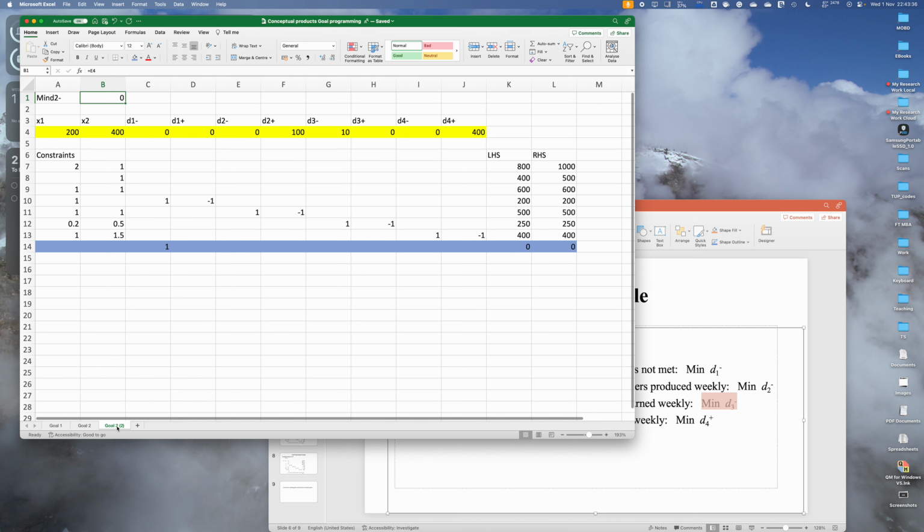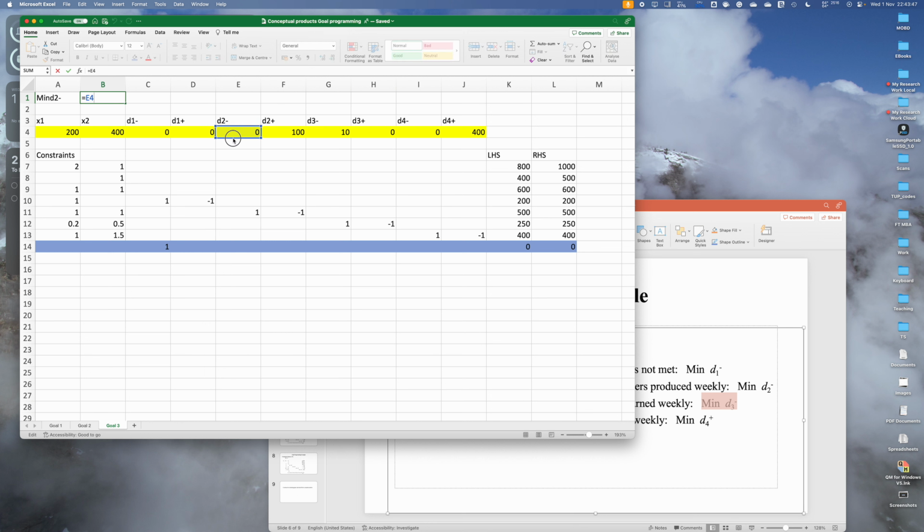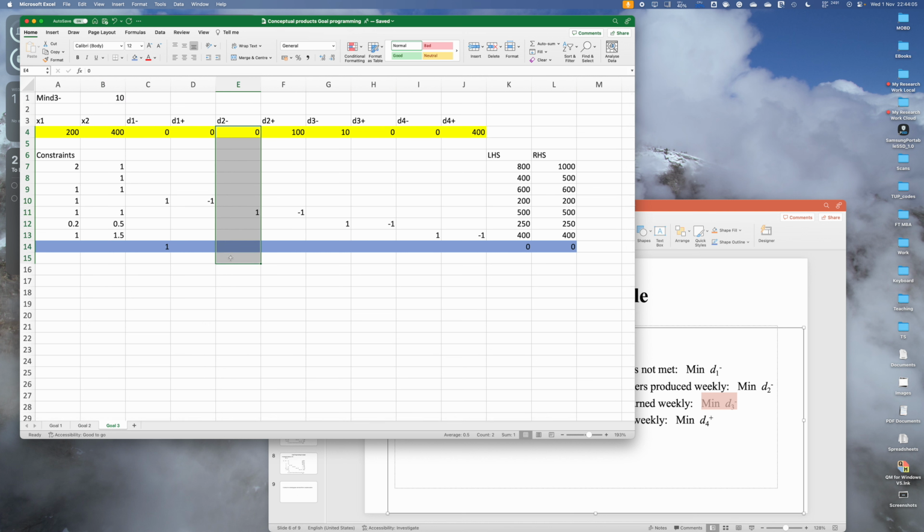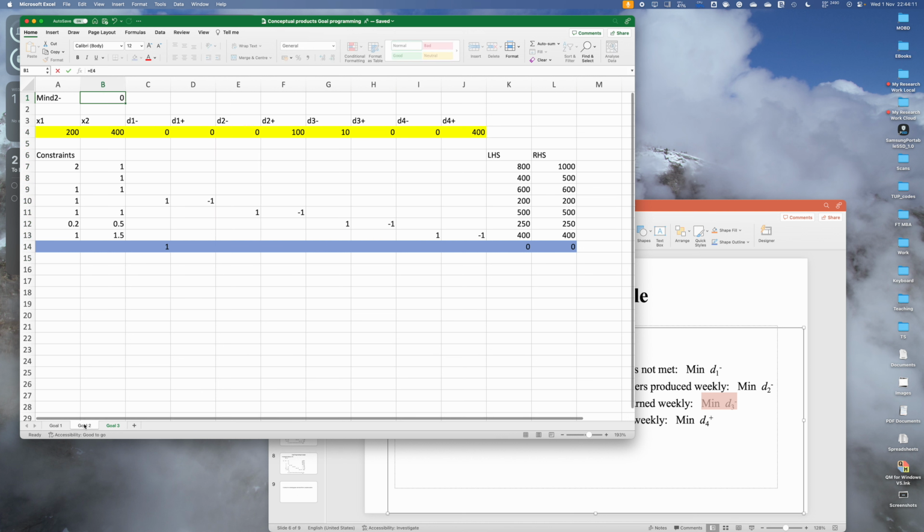I'm going to create a copy here, so goal 3. Now for goal 3, I want to minimize d3 negative. That is why I'm just going to move it to d3 negative. This is d3 negative, and the thing here is that the previous goal also needs to remain intact. So d2 negative here, I'm just going to write 1. It should be equal to 0, because this is what I achieved here, the objective function value.